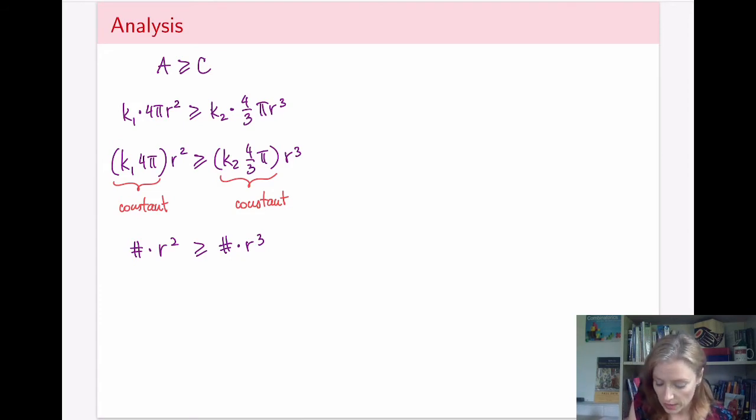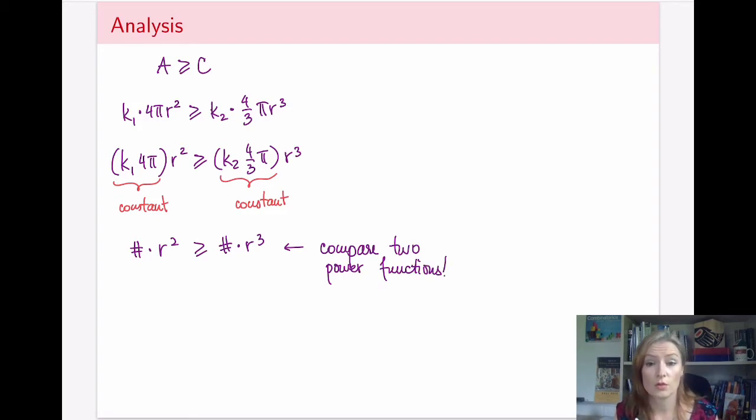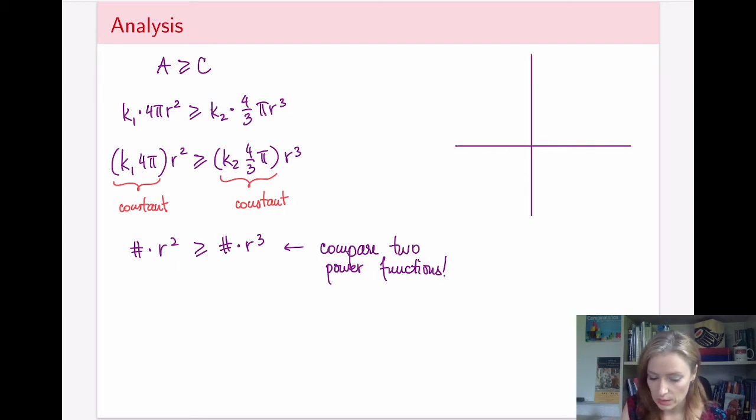So this actually just boils down to comparing 2 power functions. And this we already know how to do. Okay, so let's sketch ourselves a little graph here, because graphically this information is actually a little bit easier to parse. So what I have is two axes.